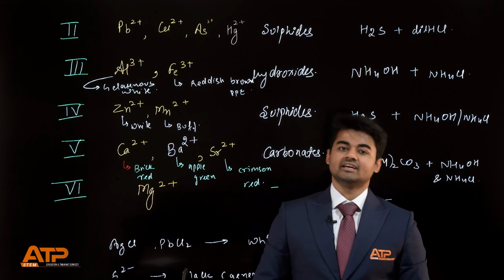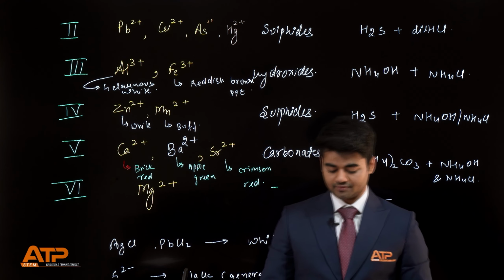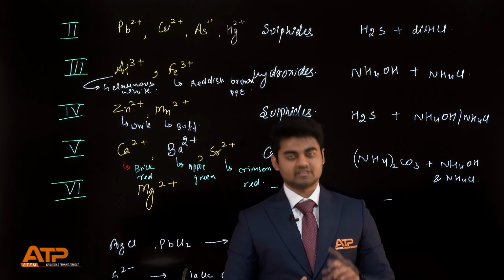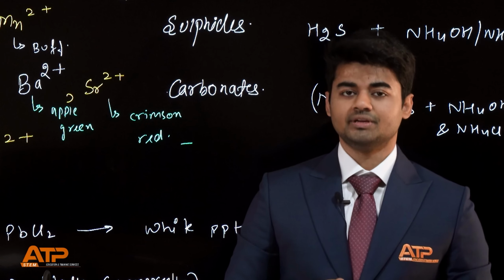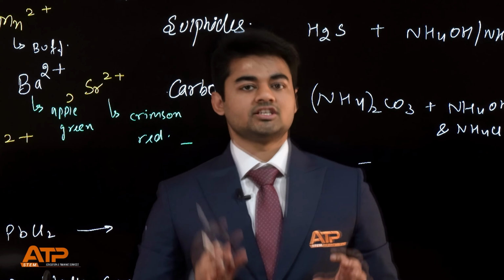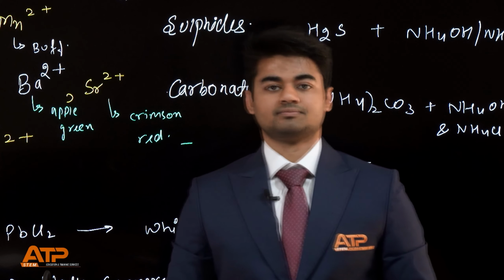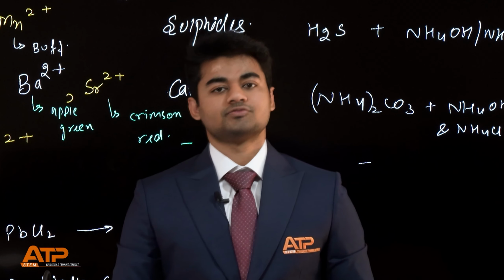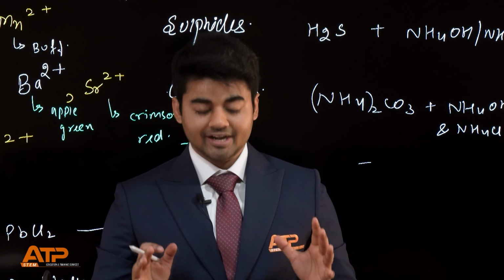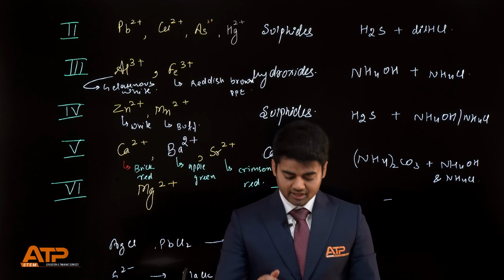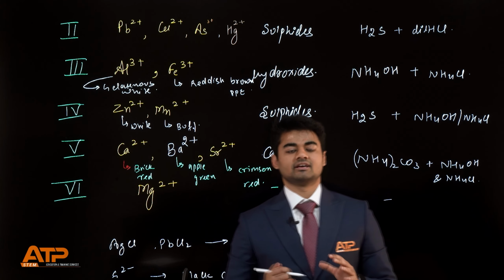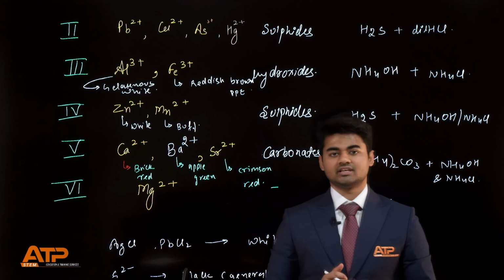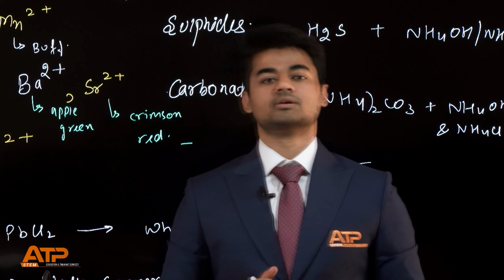Why are we adding NH4Cl? What is the use of that? I hope you remember, you have studied this in ionic equilibrium: NH4OH and NH4Cl form a buffer. So why is NH4Cl added? To control the pH. And you will see, whenever NH4OH is used here in the analysis, it is used along with NH4Cl because we want to control the pH.